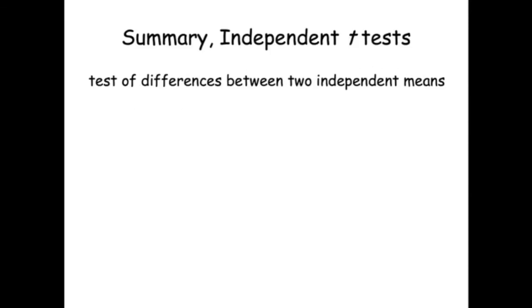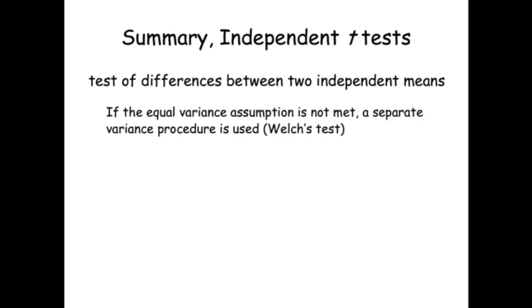The independent t-test is used to test hypotheses about two independent population means. If the equal variance assumption is not met, we use a separate variance procedure, which is sometimes called Welch's test. The degrees of freedom for this test are determined differently, and the value is rounded to the nearest whole number.